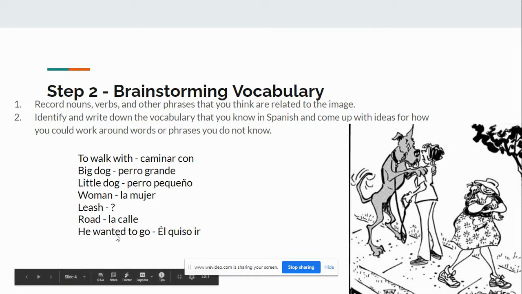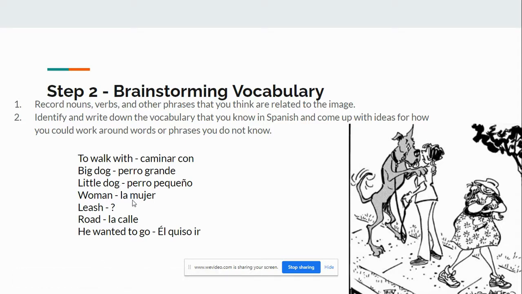The road is la calle. Yeah, maybe he wanted to go somewhere. Él quiso ir, so I wrote that down. I brainstormed, and your list may be a lot longer than this. Your list should probably not be any shorter than this. If you have any terms that you're not sure about, put a question mark, and then maybe over here, write some ideas down about what you can use, and if not, just leave it out. It's okay. It doesn't need to be in the story.